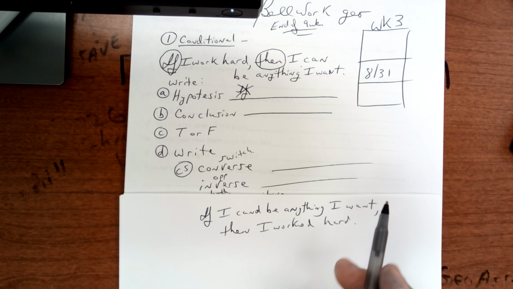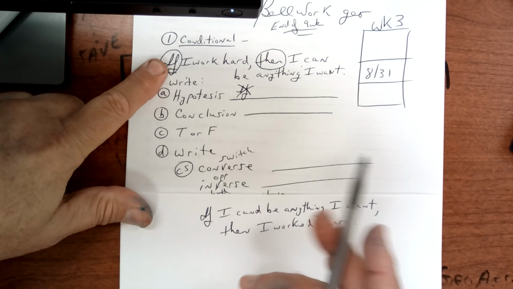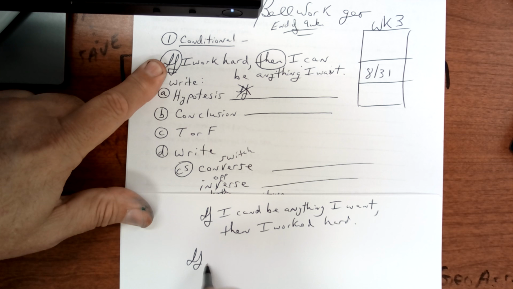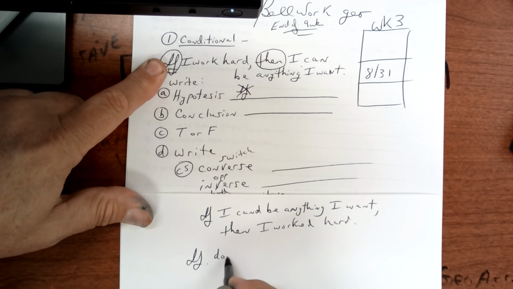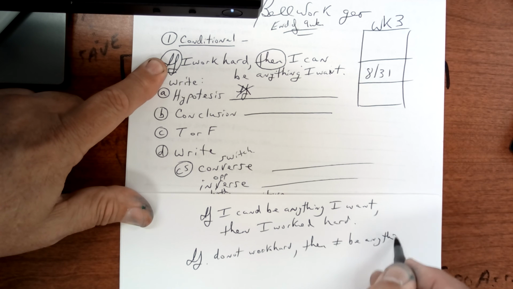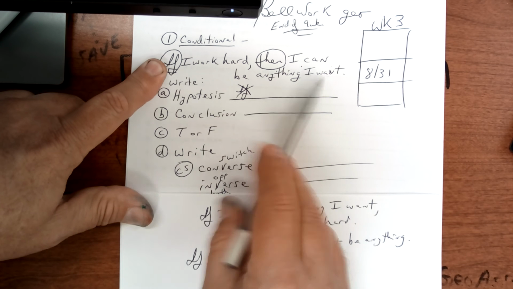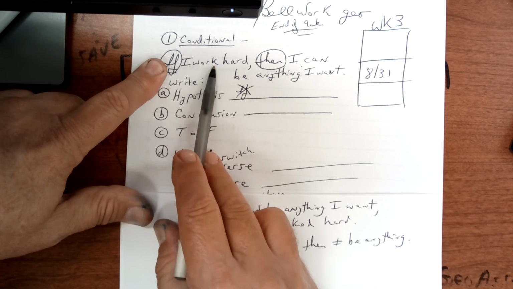So the inverse here is the opposite. So go back to the conditional, and you're going to say, if I do not work hard, then I cannot be anything I want. And I'm just going to abbreviate. Then I cannot be anything. So it's the opposite. So if they say you cannot, you say you can. That's what the inverse is.